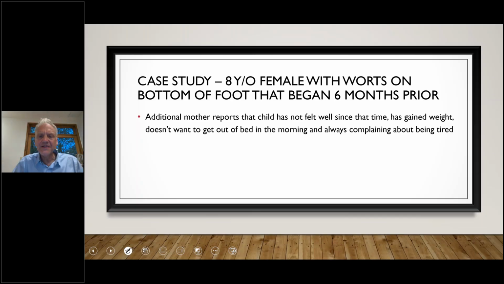All right, so 8-year-old female with warts on the bottom of the foot. Well, that comes from HPV. There's different strains of HPV. So additional history. Mother reports that child has not felt well since that time. So 6 months prior, 8-year-old female gets warts on her feet. And at that time, she got tired. Well, warts is a virus. She got tired, but she's been tired ever since.